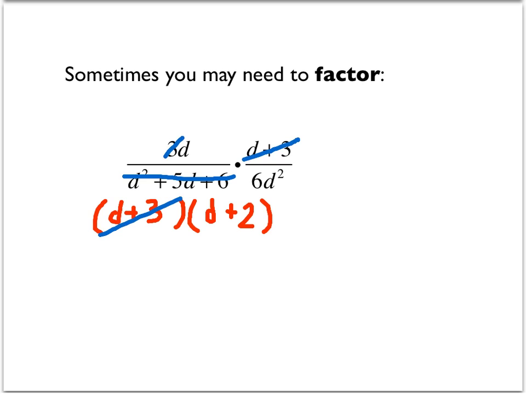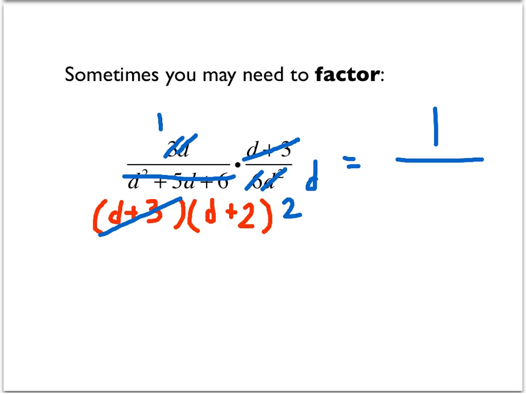And sure enough, here's 3 and 6, so 3 goes into 6 twice. This d can be canceled out, so I just have a d to the first in the denominator. So it looks like my final answer after all this, the only thing I have left when I multiply is just a 1 in that numerator.